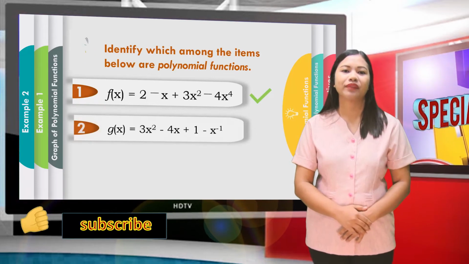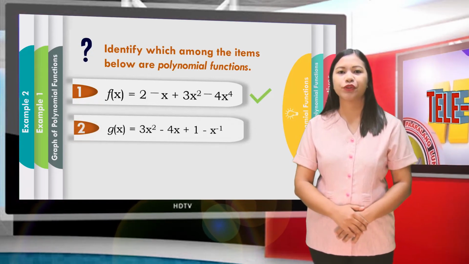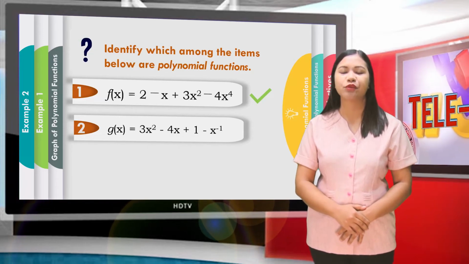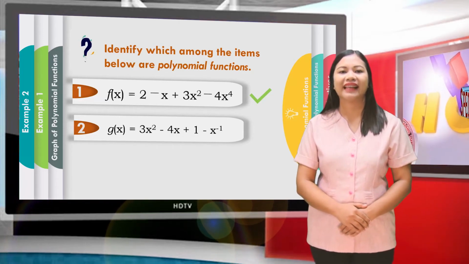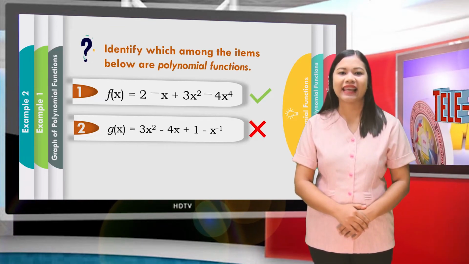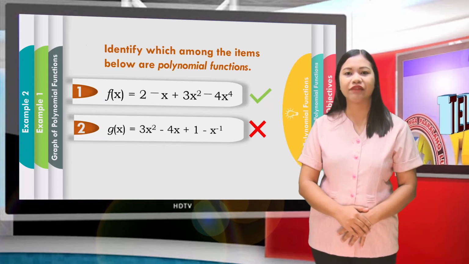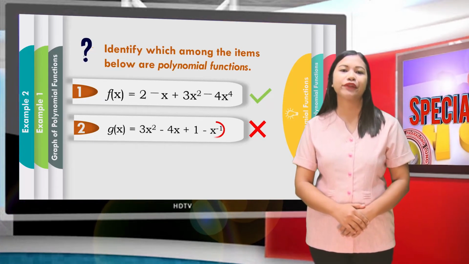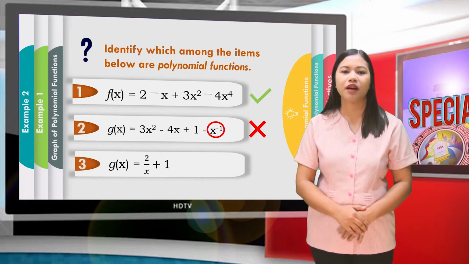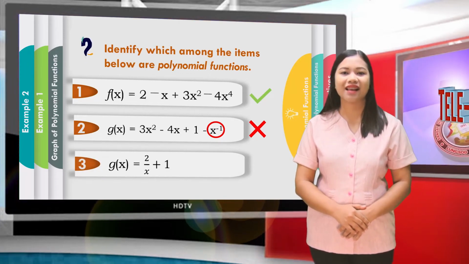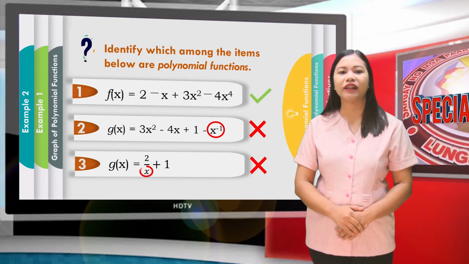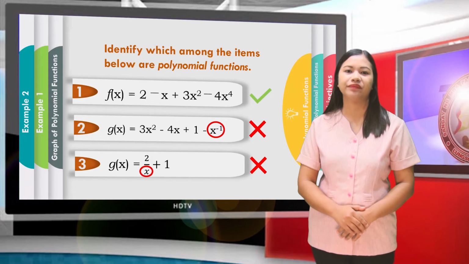Number 2, g of x is equal to 3x squared minus 4x plus 1 minus x raised to negative 1. It is not a polynomial function, since it has a variable with a negative exponent. Number 3, g of x equals 2 over x plus 1. It is not a polynomial function because it has a variable in the denominator.